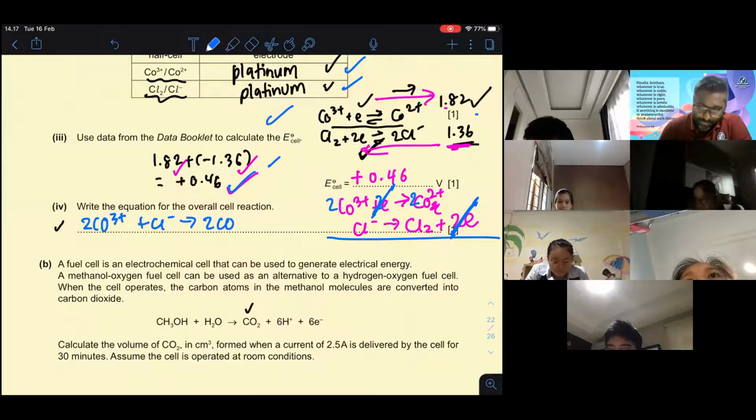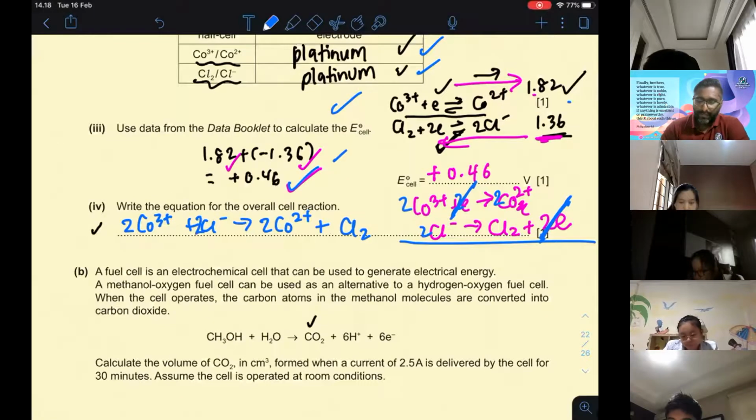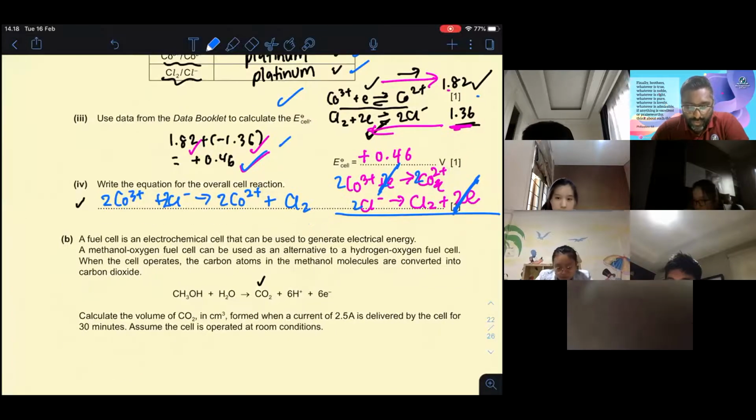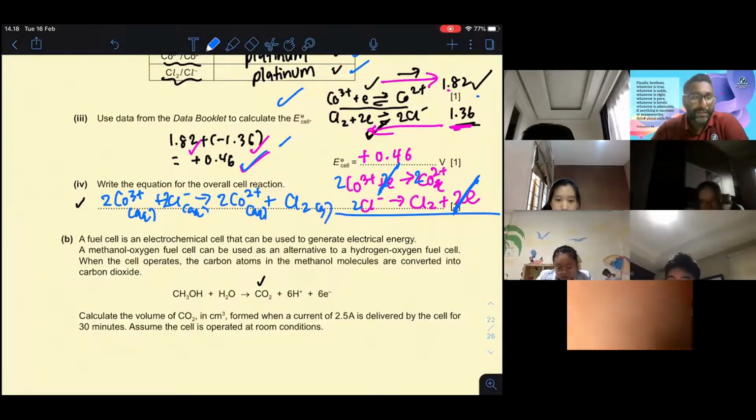Sorry, it's going to be cobalt, 2 Co 2 plus, and Cl2. So this one must be 2. Okay, I think that's it. This is going to be the equation for the overall reaction. If you want to write aqueous, and this is going to be gas, go ahead.